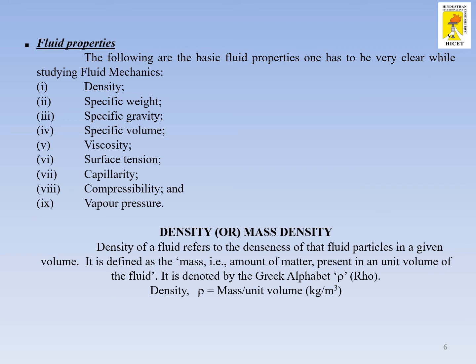The first physical property is density or mass density. Density of a fluid normally refers to the density of the fluid particles in a given volume. Simply, I used to say mass per unit volume. That is called density of the fluid. The symbol is rho, a Greek alphabet. The density formula is mass per unit volume, and the unit is kilogram per meter cube.